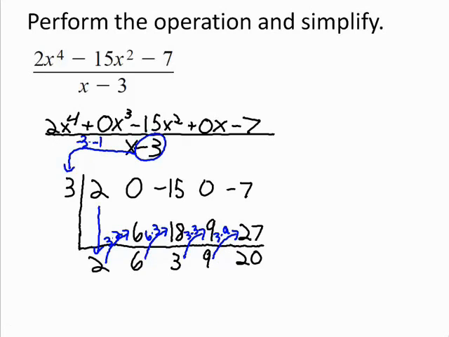The result from the synthetic division is 2, 6, 3, 9, and 20. 2 is the coefficient of the x cubed term. 6 is the coefficient of the x squared term. 3 is the coefficient of the x term. And 9 is the constant. 20 is the remainder. Divide the remainder by the divisor. The simplified expression is 2x cubed plus 6x squared plus 3x plus 9 plus 20 divided by x minus 3.